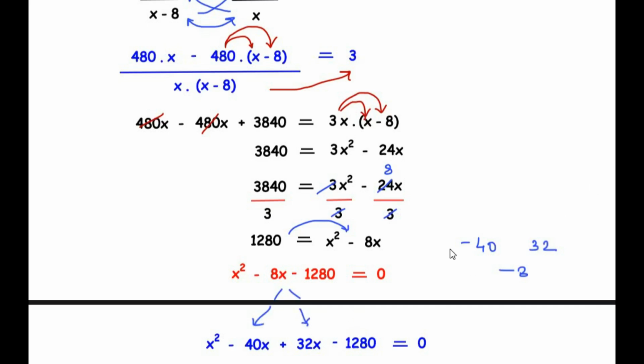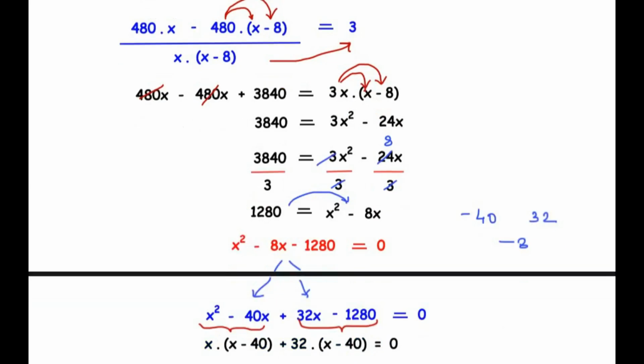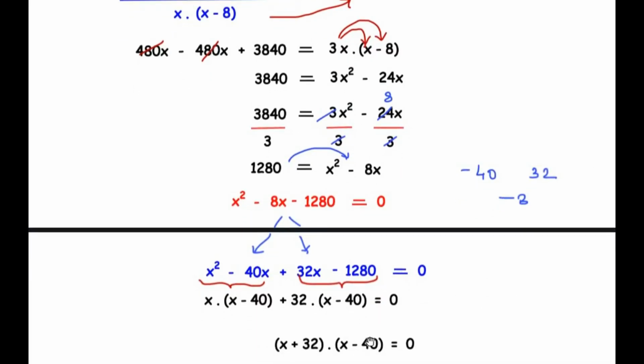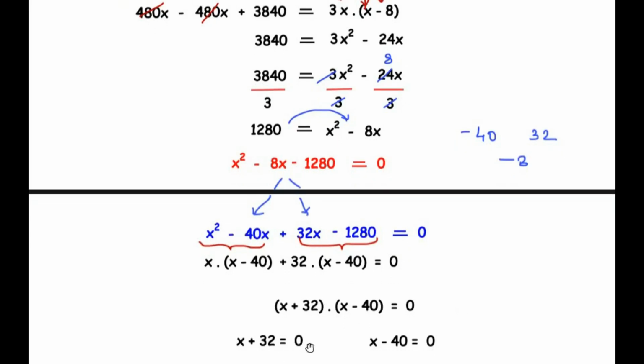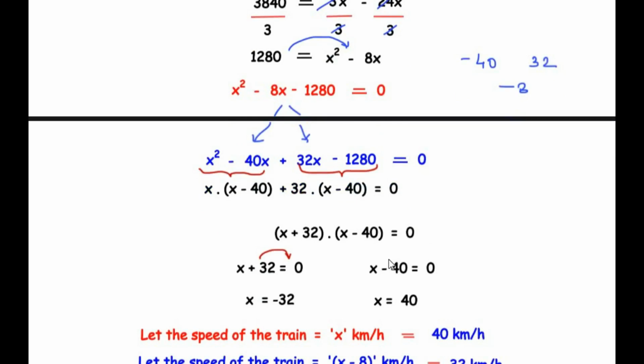Now once we have done this, let us group the first two terms and the last two terms. So from the first two, x is a common factor, so we have taken it out, and inside the bracket remains x minus 40. And from the next two terms we have 32 as a common factor, so we have taken 32 out, and inside the bracket is x minus 40 equal to 0. Now we get two factors over here, that is x plus 32 and x minus 40 equal to 0. Now equating each factor equal to 0, we get x plus 32 equal to 0 and x minus 40 equal to 0, or taking positive 32 on the right hand side, we get x equal to negative 32, and taking negative 40 on the right hand side, we get x equal to 40.